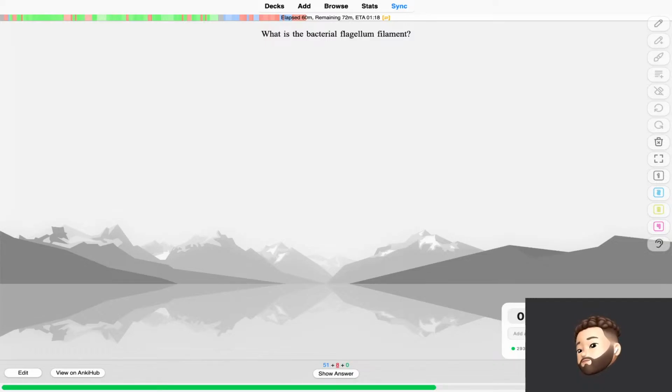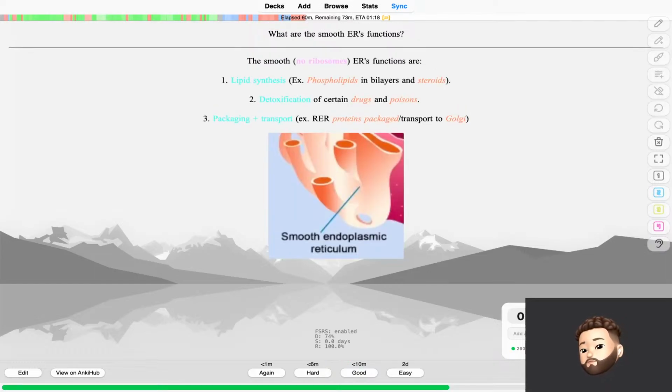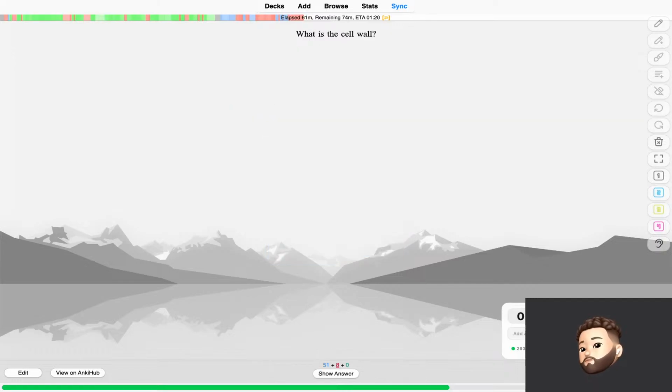The bacterial flagellum filament is a long, hollow helical structure made of flagellum. What are the smooth ER's functions? Lipid synthesis, detoxification, and packaging and transport. What is a cell wall? A cell wall is the rigid structure that forms the outer barrier of the cell.